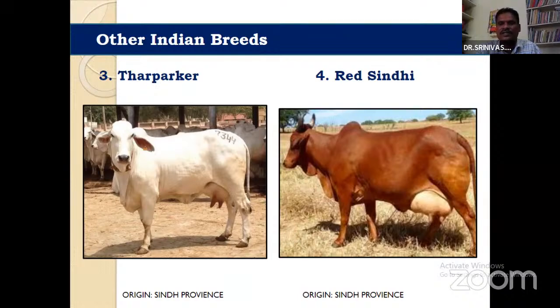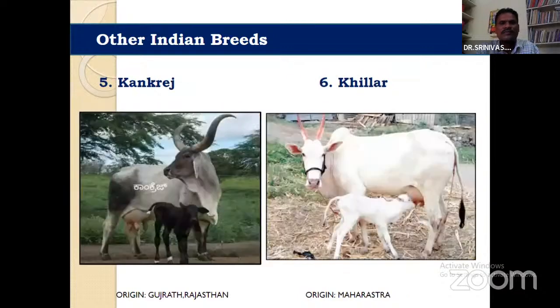Next one is Red Sindhi. Red Sindhi is also a high yielding breed. As the name suggests, this is seen in the Sindh province area, bordering Pakistan and Punjab. It also has a very good milk yield, and you can get up to 12 to 15 liters of milk. We have so many other breeds. I have taken up some important breeds which we generally see in our day-to-day life.